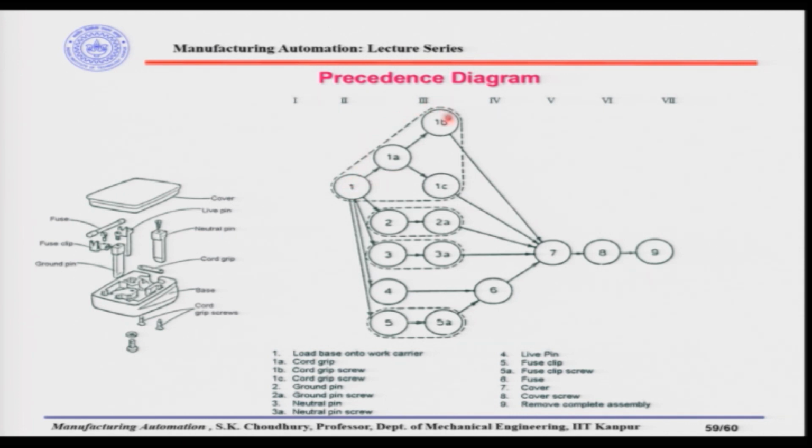So, for that, for example, in this case the number of workstations will be only 4, or maybe 3, because the cord grip screws can be made in one for both of them, 1B and 1C. So, therefore, we divide them into sub assemblies, and let us see an example of when this power plug assembly is made into sub assemblies, how many ways the sub assemblies can be assembled.